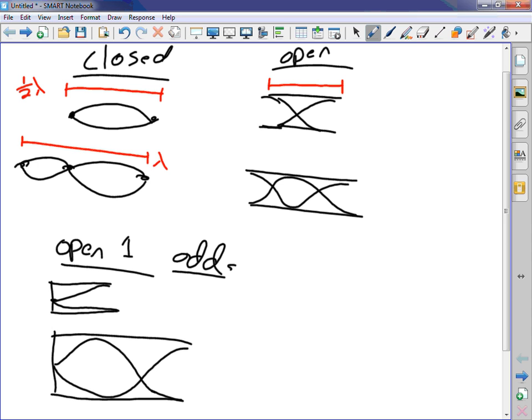How much is this little segment right here? Well, that's half of whatever the closed one was, right? So this little segment is 1/4, and there's another 1/4. Why is it 1/4 instead of half? Half a wavelength looks like this over here.